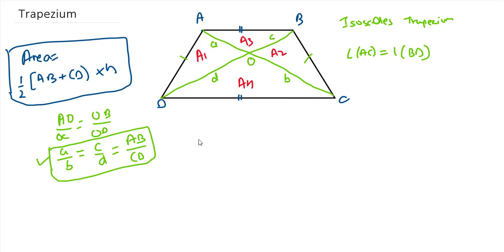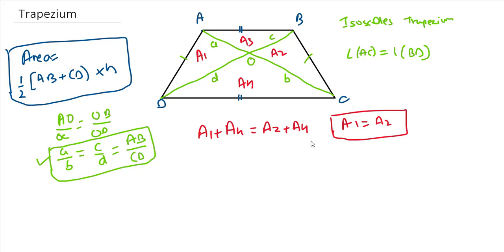So what is the area of triangle ADC? It is A1 plus A4. This will be equal to the area of triangle DBC, which is A2 plus A4. So from here we'll get A1 equal to A2, as A4 on both the sides will cancel out.